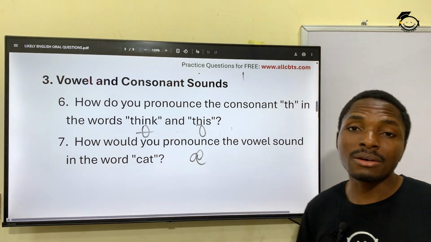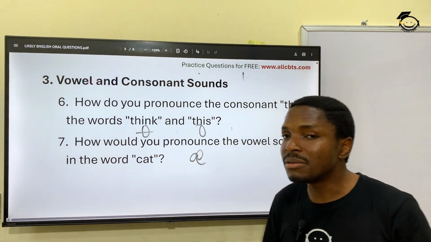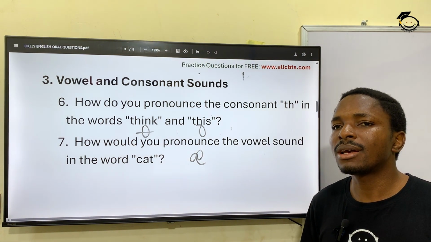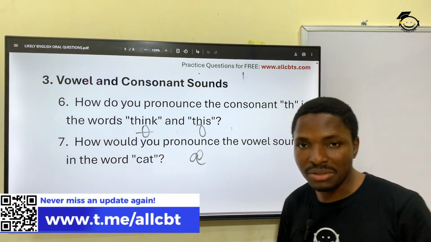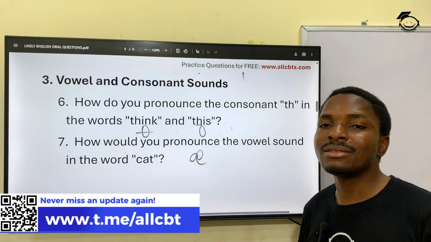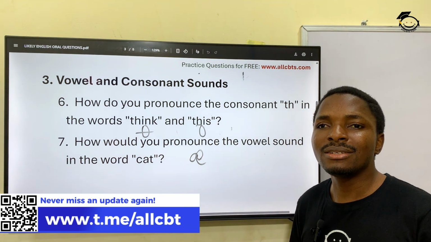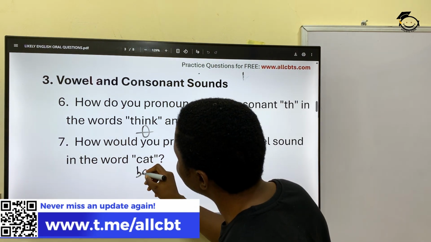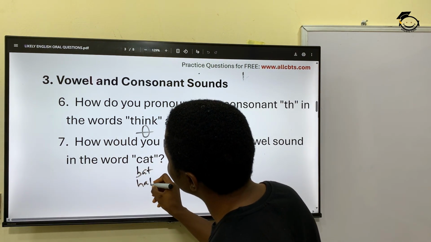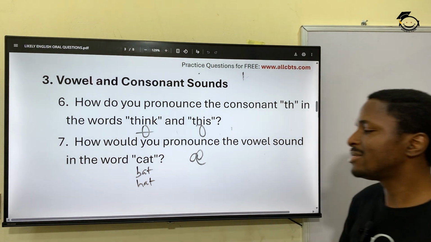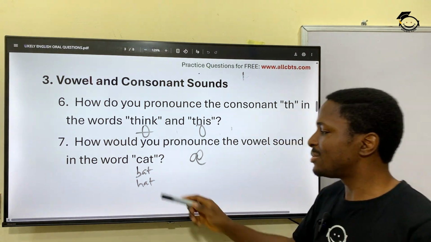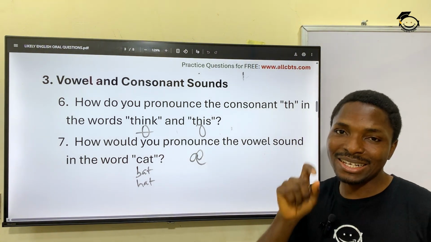That's the R sound. You also find this sound in words like Bart, cart, heart. You find it in heart, and you find it in these two. Exactly those two.